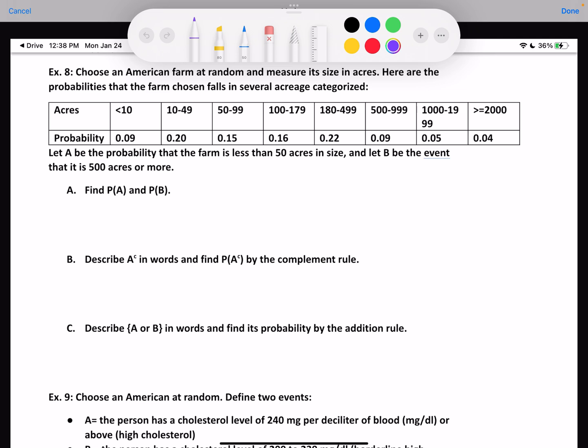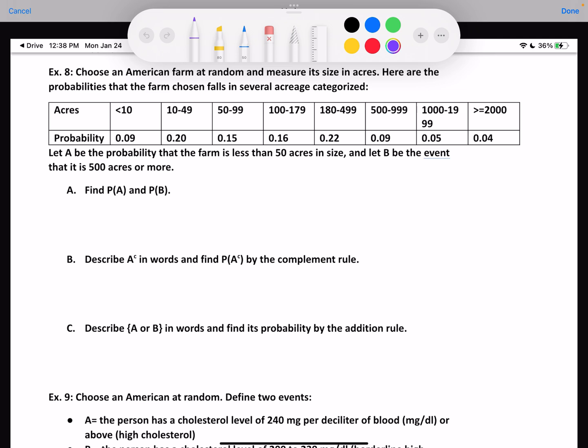I. Okay. Choose an American farm at random and measure its size in acres. Here are the probabilities that the farm chosen falls in several acreage categories. Let A be the event that the farm is less than 50 acres in size, and let B be the event that it is 500 or more.